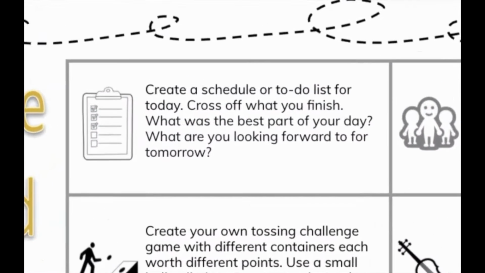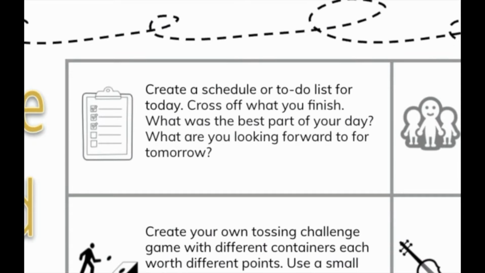All right, the first choice for today is to create a schedule or a to-do list for today. Cross off what you finish. What was the best part of today, and what are you looking forward to for tomorrow?